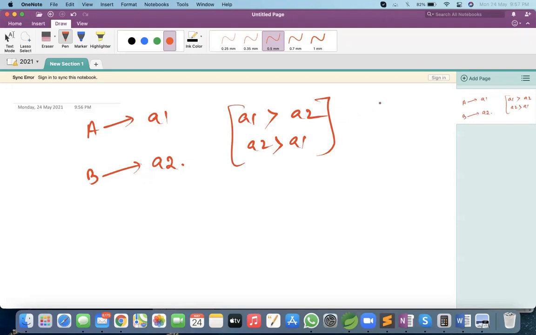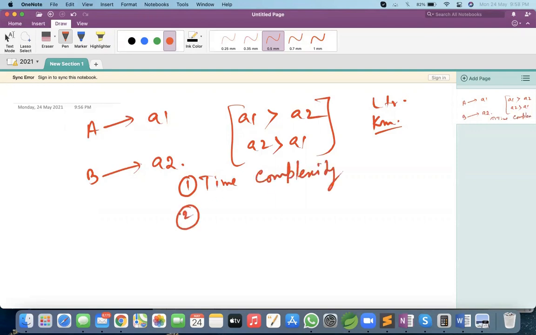See, whatever we measure, like if we measure petrol, right? We need liter. If we measure distance, we need kilometer. So like this, we have some unit for everything. Now, how can we determine which of two algorithms is better? So to determine that, we have two kinds of complexity. One is called time complexity and second one is called space complexity.